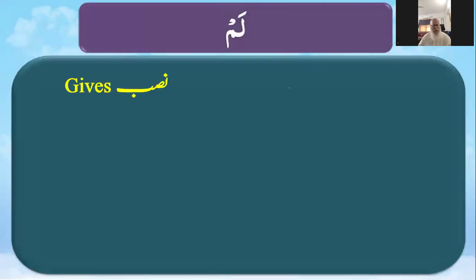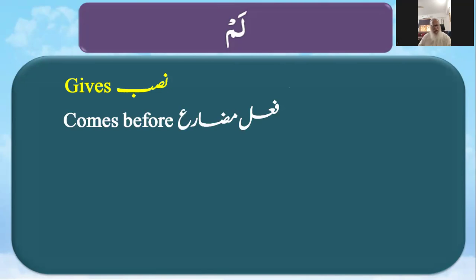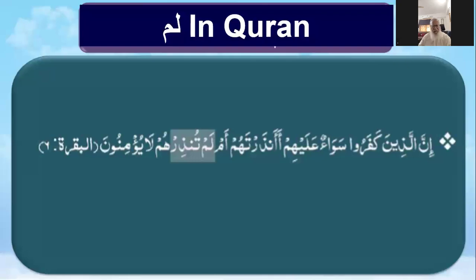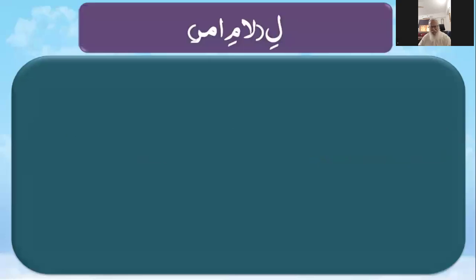The lam comes before the fi'l mudari. The meaning of mudari is taken into the past and made negative, and at the end it gives a jazm. Just like, Inna allazina kafaru sawa'un alayhim a-anzartahum am lam tunzirhum la yu'minun. Here is lam. It was tunziru. Sukun is given, and the meaning is past and a strong negation.